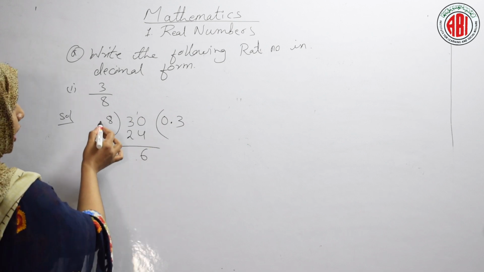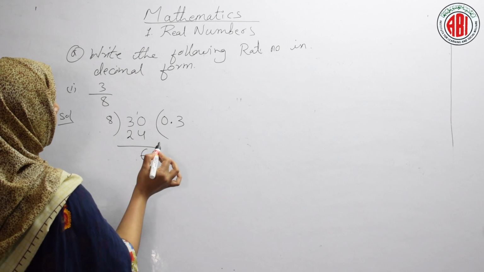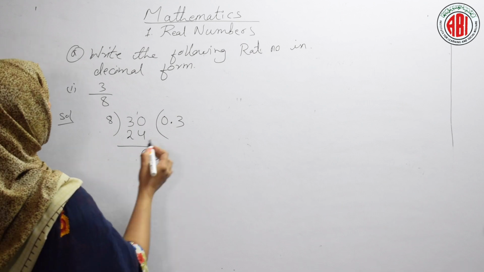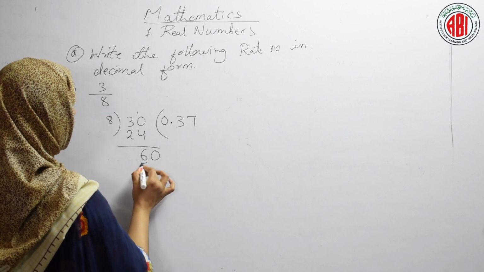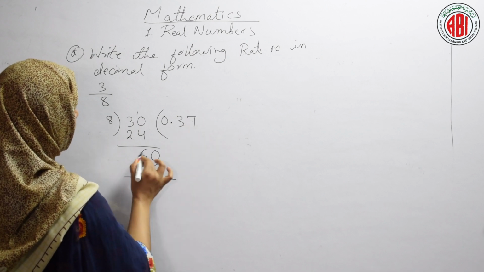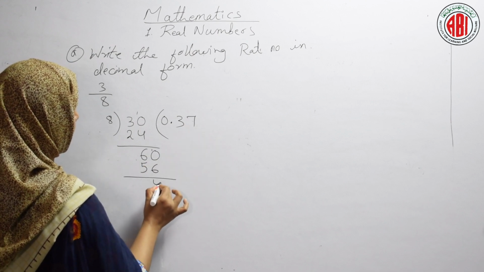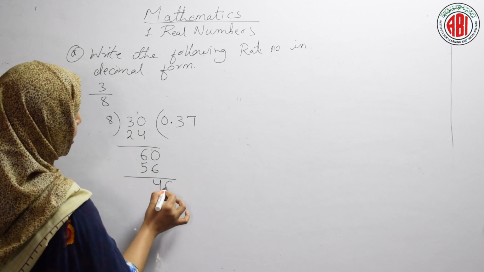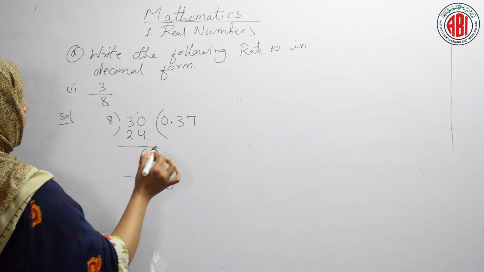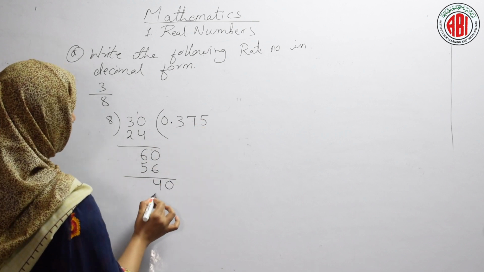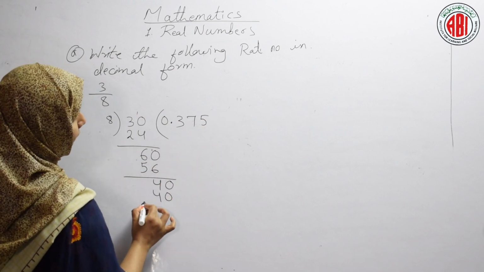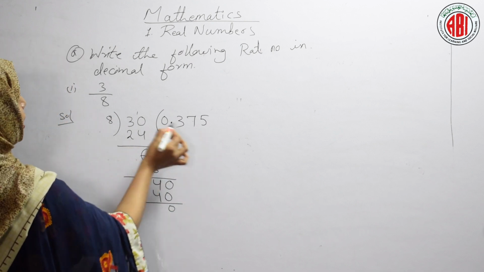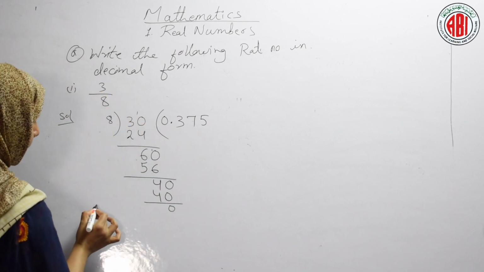10 minus 4 is 6. 6 is there, 6 will also not work. We have to add 0. 8 8s are 64. We will not take that. So, 8 7s are 56. Borrow 1. 10 minus 6 is 4. Right. 4. Then you have to add 1 zero. 8 5s are 40. We are getting remainder 0. So, this is the decimal expansion of 3 by 8.